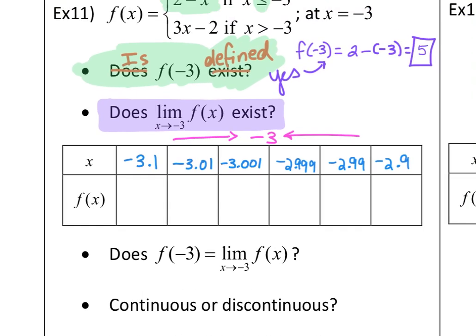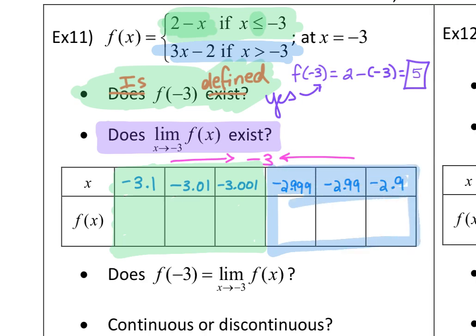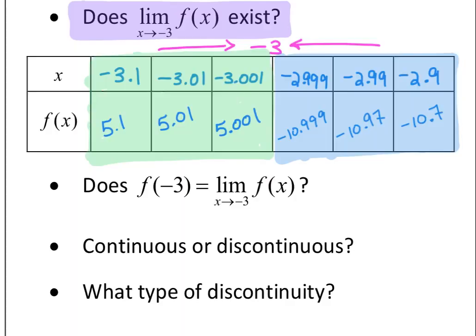Go ahead and pause the video. Remember that your first equation here is going to give you the values on the left, because those are the ones that are less than -3. And the second equation is going to give you the values on the right, because those are the values that are greater than -3. So pause the video and fill in the table, and then come back to check your answers. So here are the y values that you should be getting.